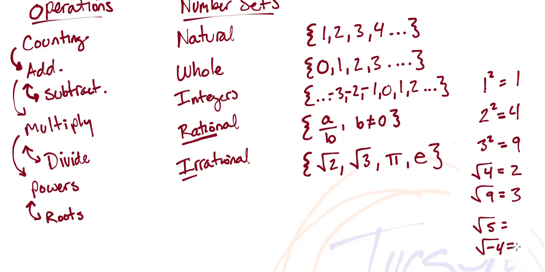Now, obviously, square root of 4 is 2, but there's no number that, if you multiply it by itself, equals negative 4. 2 times 2 is 4. Negative 2 times negative 2 is also 4. So there's no number that you can square and get negative 4. So that created this whole new set of numbers, which we'll talk about in Algebra 2 and beyond, which are called imaginary numbers.